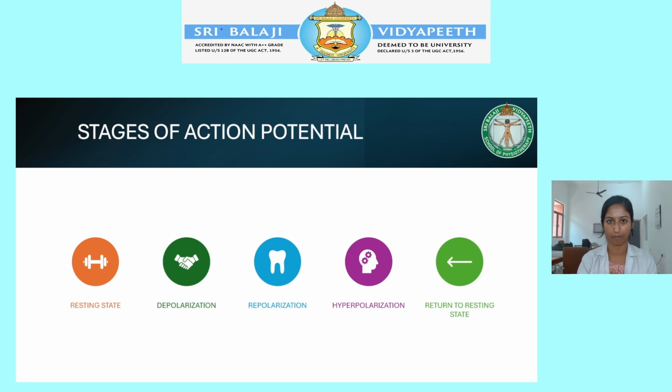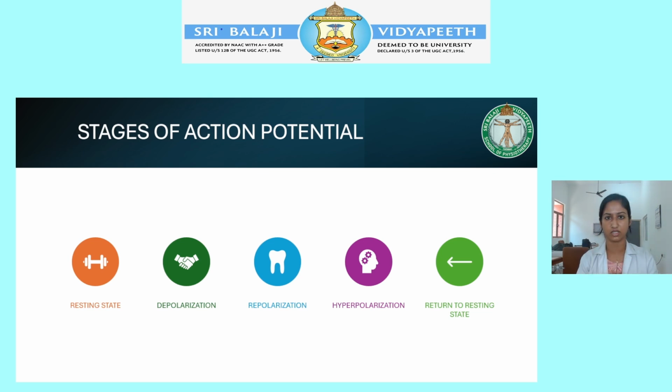In the resting state, what will happen? Inside the cell, it will maintain a negative charge. The cell membrane inside is going to carry a negative charge, and there are two ions acting on this action potential. One is sodium, another one is potassium. The sodium is going to be outside the cell, and the potassium is going to be inside the cell. So in a resting state, the cell membrane contains a negative charge inside, the sodium ions are outside, and the potassium ions are inside. So this is the resting state.